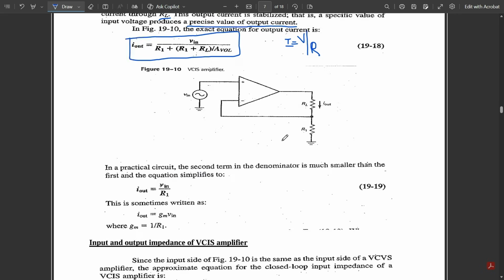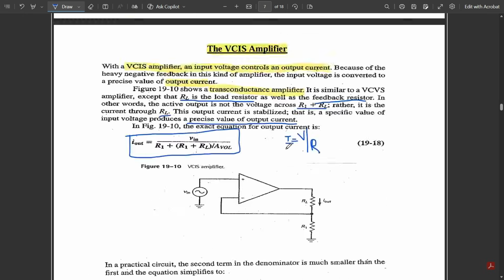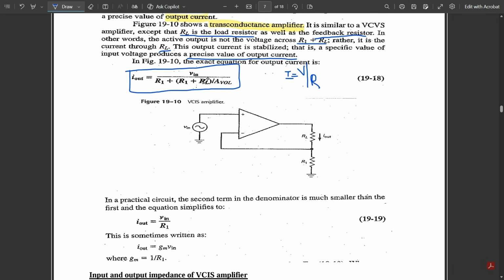Please note it down. Now, in a practical circuit, the second term in the denominator is much smaller than the first term, and the equation would be simplified like this. So you see here, the second term is R1 plus RL divided by AVOL. Practically, if you analyze, the second term is much smaller than the first. Why? Because the input impedance value would be very high, right? So when we have the high input impedance, this term with respect to the load resistance would be very low because of the AVOL used here. So you see here, R1 plus RL divided by AVOL.